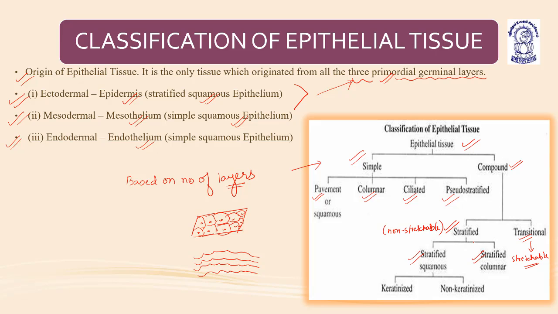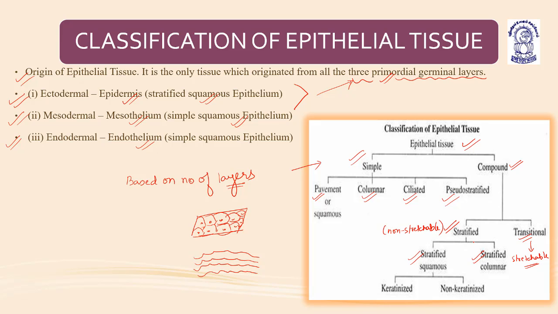This stratified squamous is further divided into keratinized and non-keratinized. So this was the classification of epithelial tissue. This classification is basically based on the number of layers. Single layer or multiple layer. If single layer, then simple; if multiple layer, then compound.